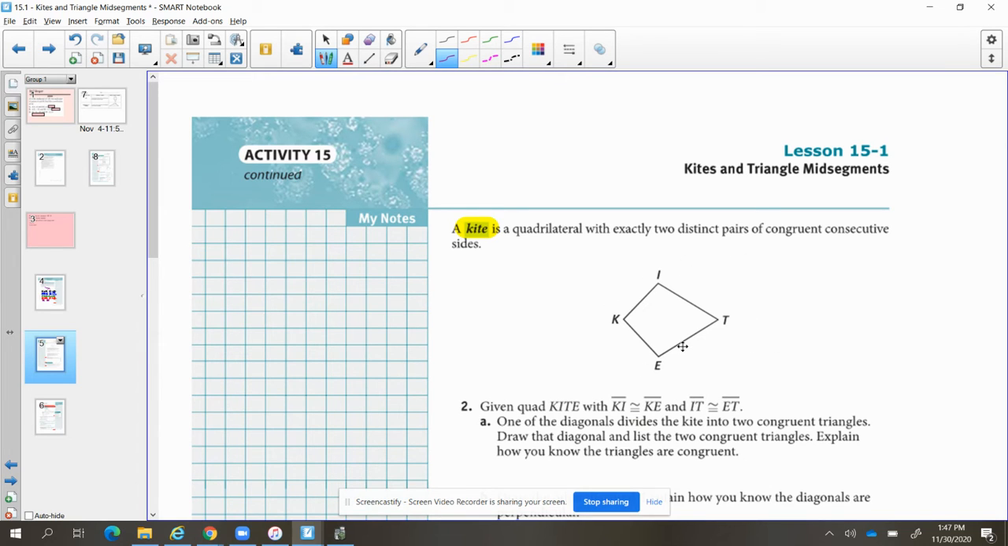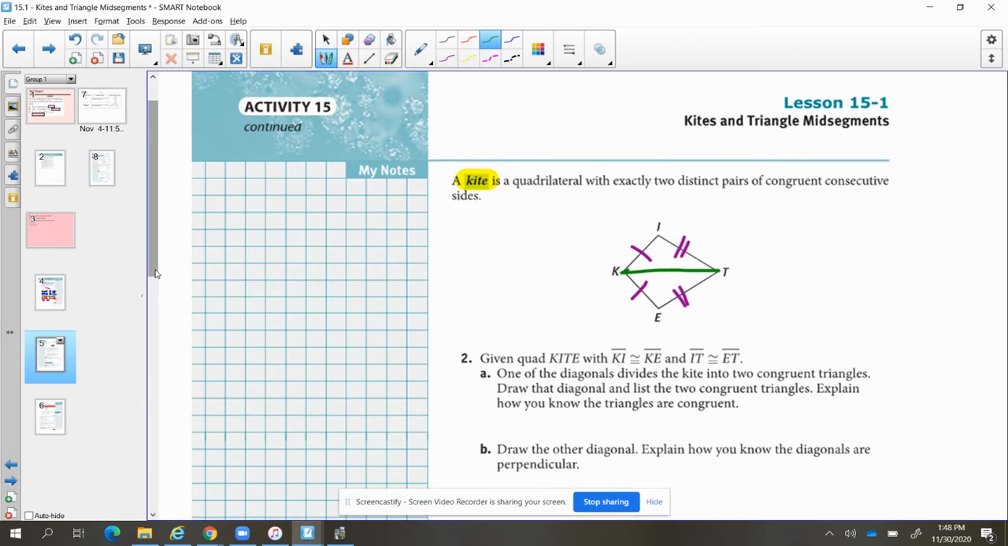So this is an example of a kite, and the reason that this would be considered a kite is because KI and KE, which are consecutive sides, are congruent, as well as IT and TE, which they're telling us below. So that's why it would fit the description of a kite. Another way you can look at this is if we connected one diagonal here, these two triangles are going to be congruent to each other by side, side, side. So triangle KIT is congruent to triangle KET by SSS.